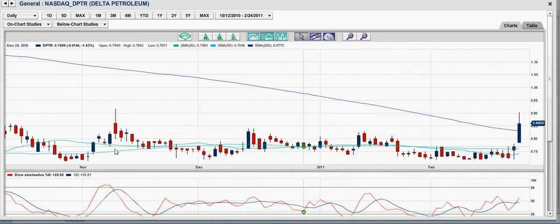Alright, let's go ahead and look at the next chart, which is going to be Delta Petroleum. This is a company I recommended back a couple months ago, I think. I recommended it somewhere around 74 cents or something, with a stop at around 70 cents. It's already up by around 86 cents. I made a couple bucks off it. I think it was somewhere around a 15% gain. So pretty good trade right there.